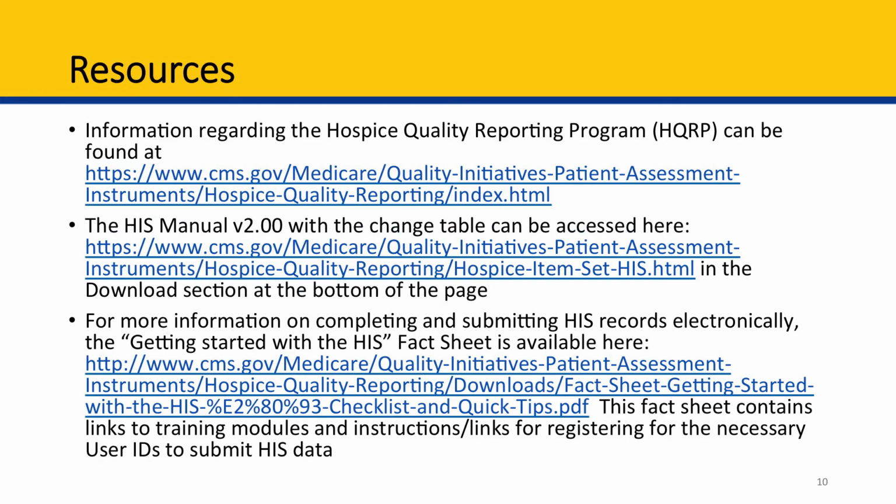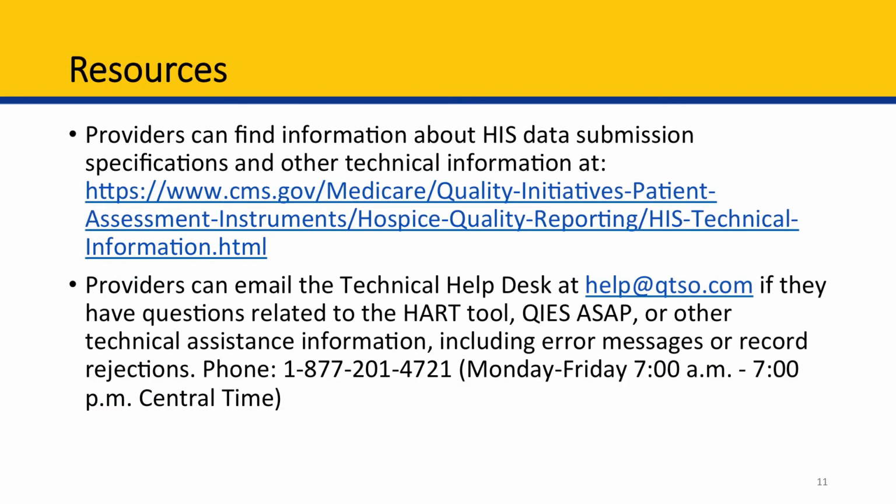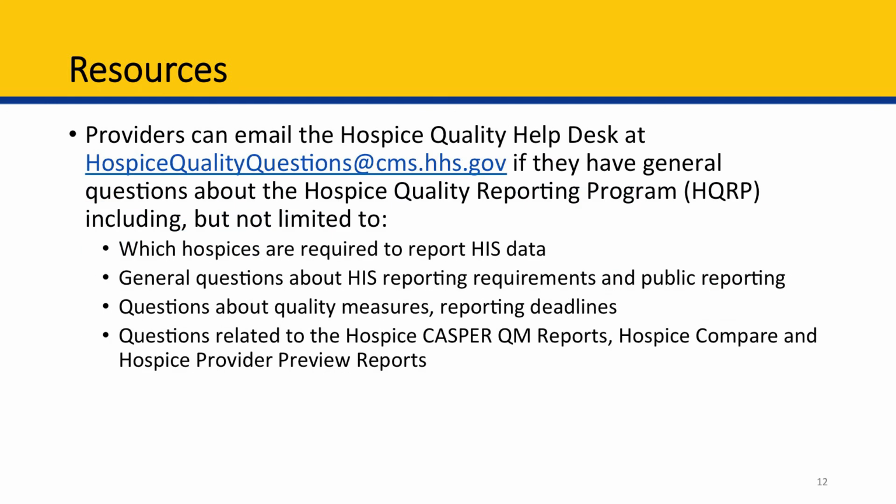While the series overall is intended for users who are familiar with HIS coding and submission guidelines, information regarding the Hospice Quality Reporting Program can be found by clicking the hyperlink on this resource slide. This resource slide also contains hyperlinks to specifics on the HIS hospice quality measures, the QM User's Manual, and the HIS Manual V2 with the change table. This slide contains links to technical resources. The Hospice Quality Help Desk is available to assist with general questions about the Hospice Quality Reporting Program.